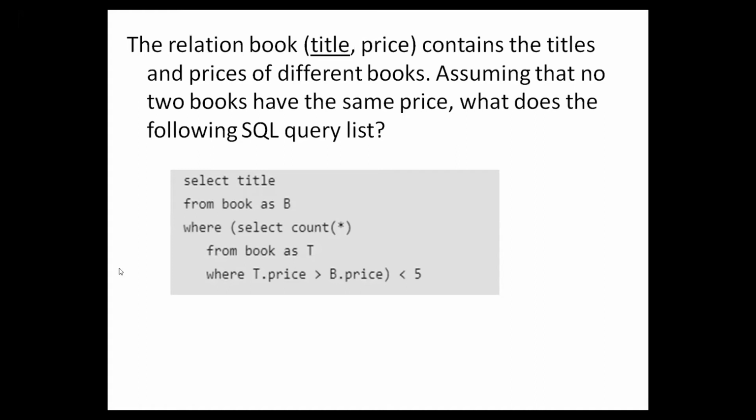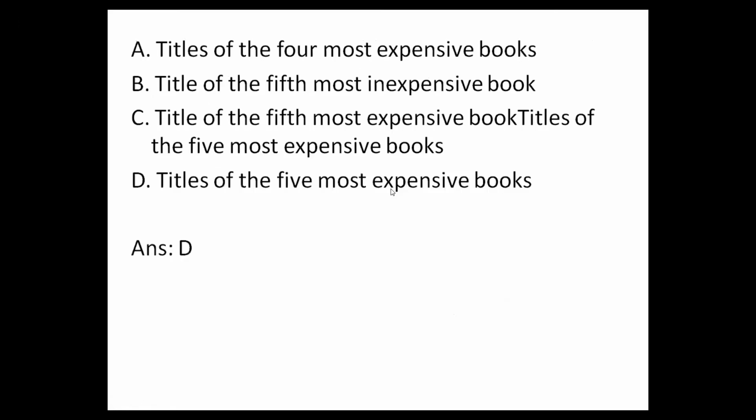Since it is given as less than 5 here, right? Since it is given as less than, but they are 2 different books, right? Of course, as you all know, it's mentioned in the query that no 2 books have the same price.